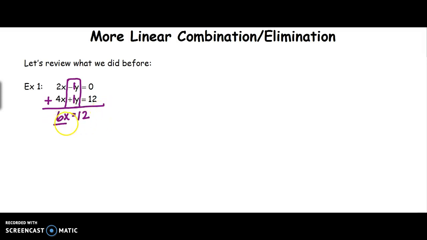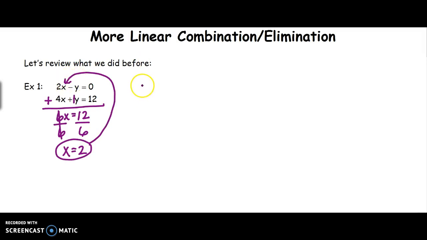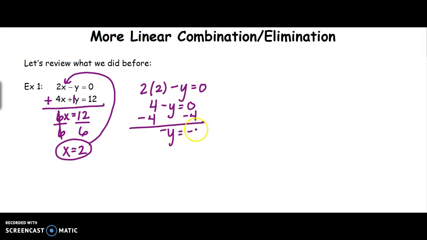So here we're going to divide by 6 to solve for x because that's the only variable we have left, and we have x equals 2. From this point, just like we did in substitution, we're going to take this equation and this answer, and we're going to substitute it back into one of the equations. So here we have 2 times 2, because x is 2, minus y equals 0. 2 times 2 is 4. When you subtract 4, you get negative y is equal to negative 4.